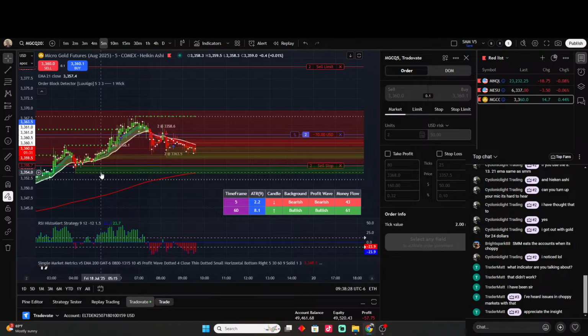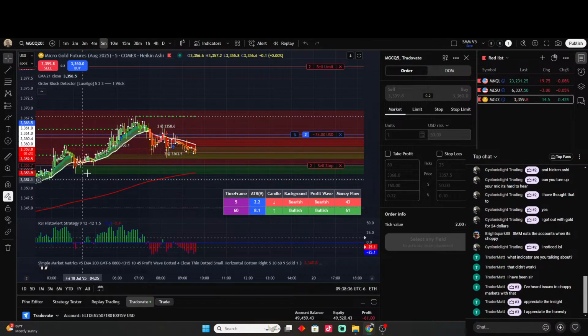So if you set your stop on the other end of the 21, you'll lose. If you set it at the profit wave, you'll lose. If you set it as a static number, you'll lose so many trades in choppy markets that it will take more than it gives you.